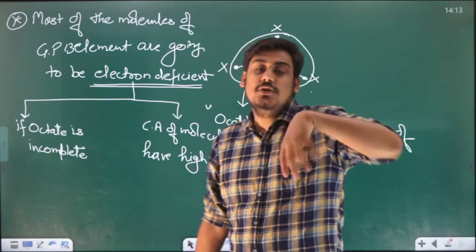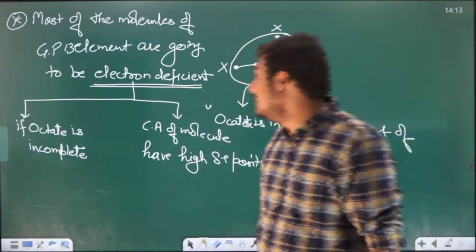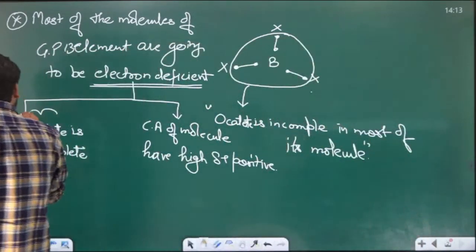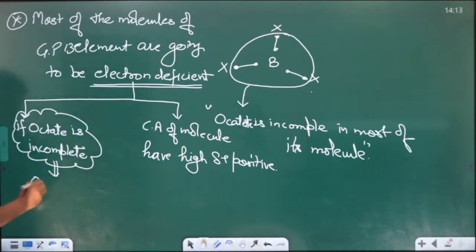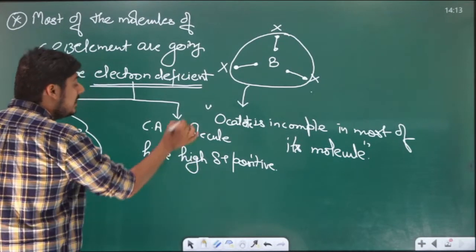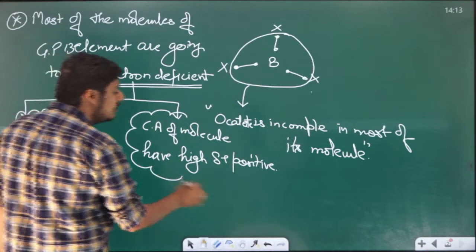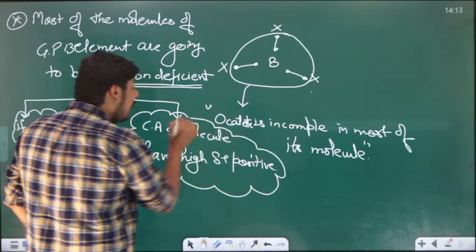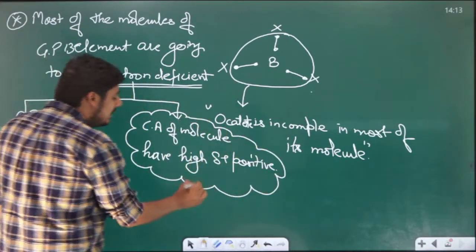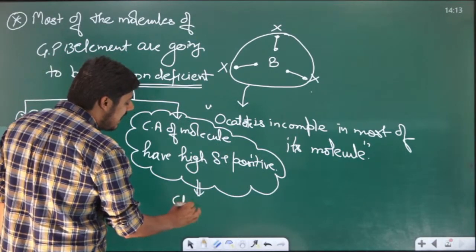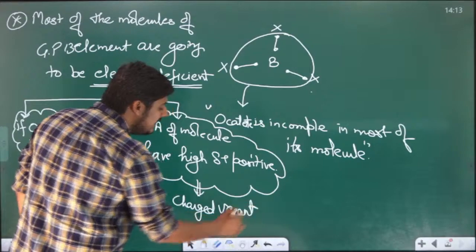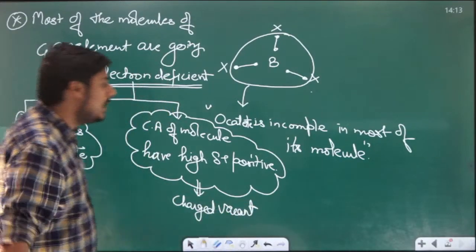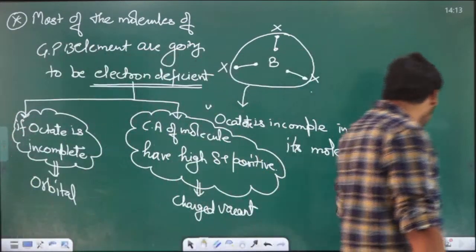Where the octet is not complete, we will say that this type of vacancy in the molecule is known as orbital vacancy. And when there is a high delta positive charge on the center atom of the molecule, that is generally defined as charge vacancy. Let us have a look at these 2 terms now in more detail.